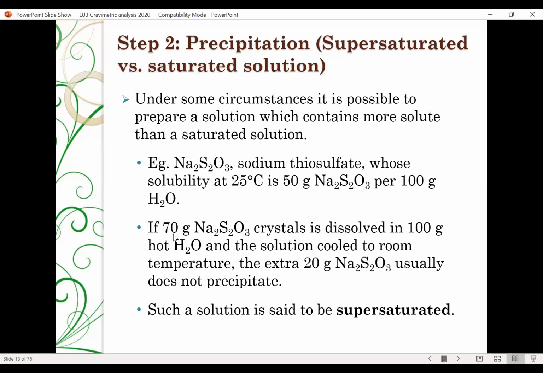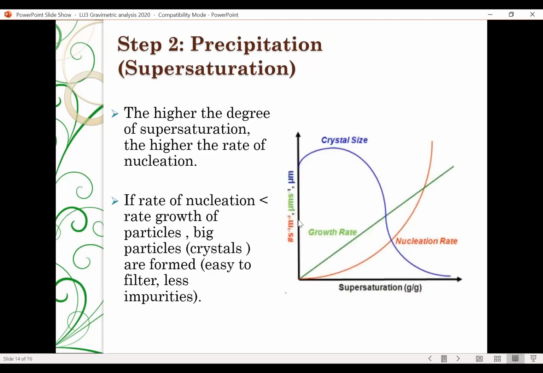Now, what happens if we add 70 gram sodium thiosulfate crystal in 100 gram of hot water, and the solution is then cooled to room temperature? The extra 20 gram of sodium thiosulfate usually does not precipitate. It can remain dissolved in the solution. So such a solution is said to be supersaturated. It can take more than the amount of solubility at room temperature.